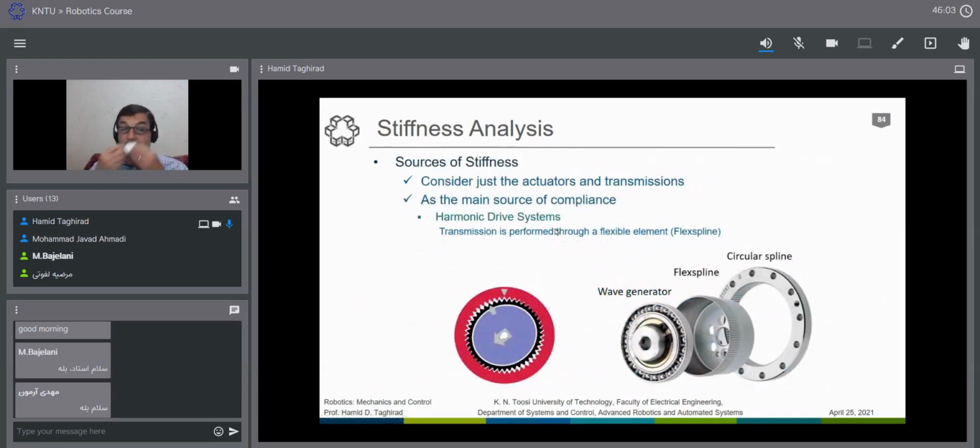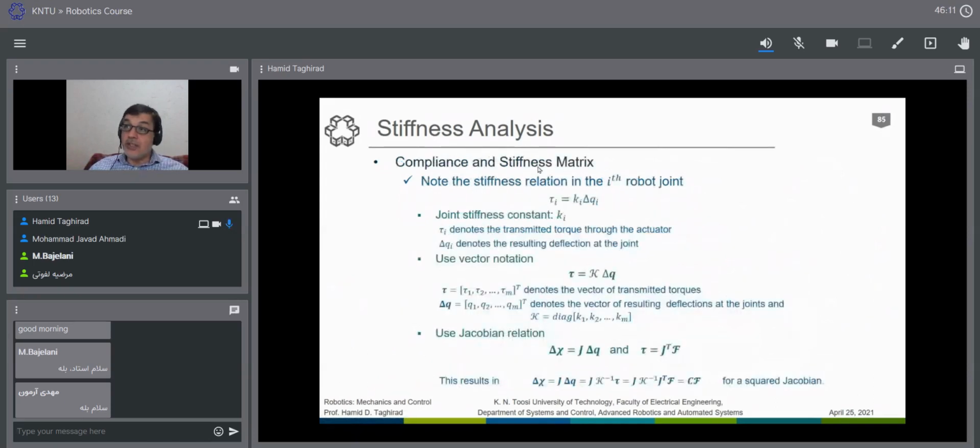So if we consider a larger harmonic drive with a larger flex spline, the gear ratio is much better, but the flexibility is higher. The flexibility or the stiffness of the joint is K i. The larger K i is, the more rigid it becomes. But if it is more compliant, this K is reduced. It means that with a smaller affecting torque on the joint, we get the same deflection. So this stiffness constant is very simple, like a spring.